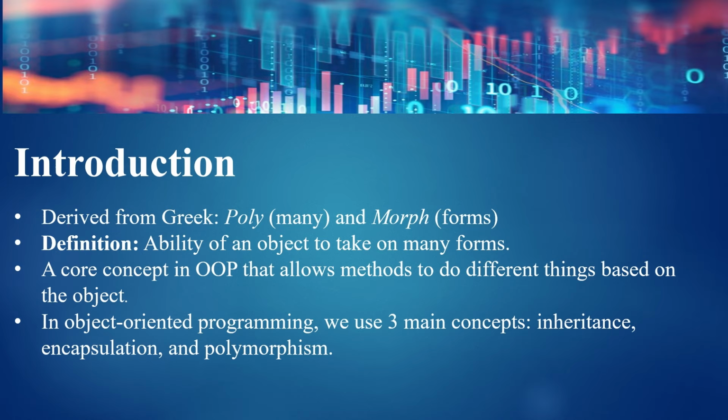When we talk about object-oriented programming, there are three main concepts. One is inheritance, the other one is encapsulation, and the third one is polymorphism. Inheritance and encapsulation are themselves very huge topics. We can discuss them in some other video. Here we are going to discuss polymorphism.